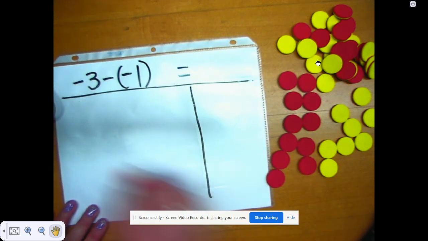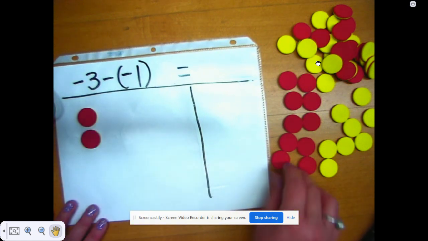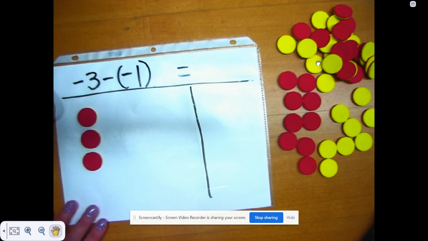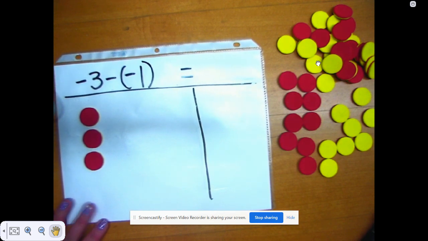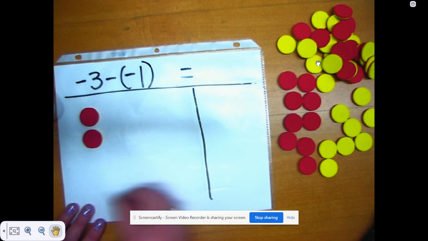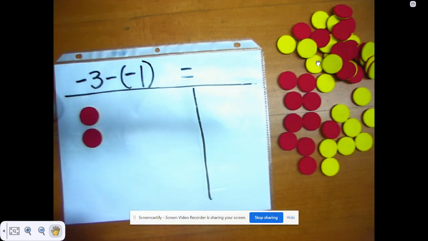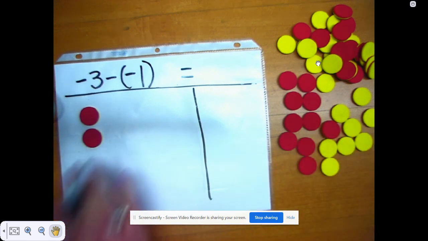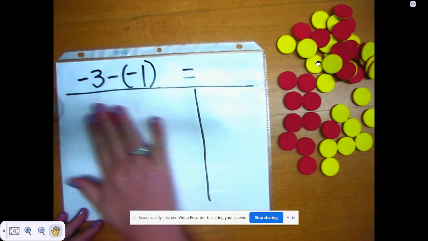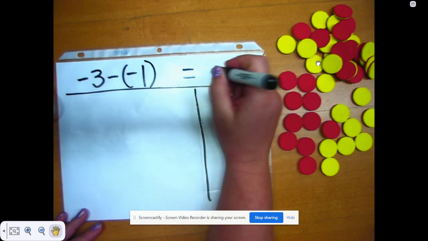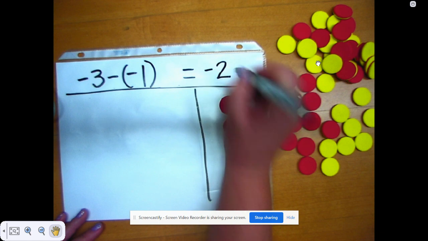So let's see. 1, 2, 3. It says to take away negative 1. Do I have a negative 1 to take away? I do. So I don't need zero pairs for this one. I just need to take away a negative 1. So if I take that negative 1 away, I'm left with 2 counters that are the same color. They can cross to the equal side, and my answer is negative 2.